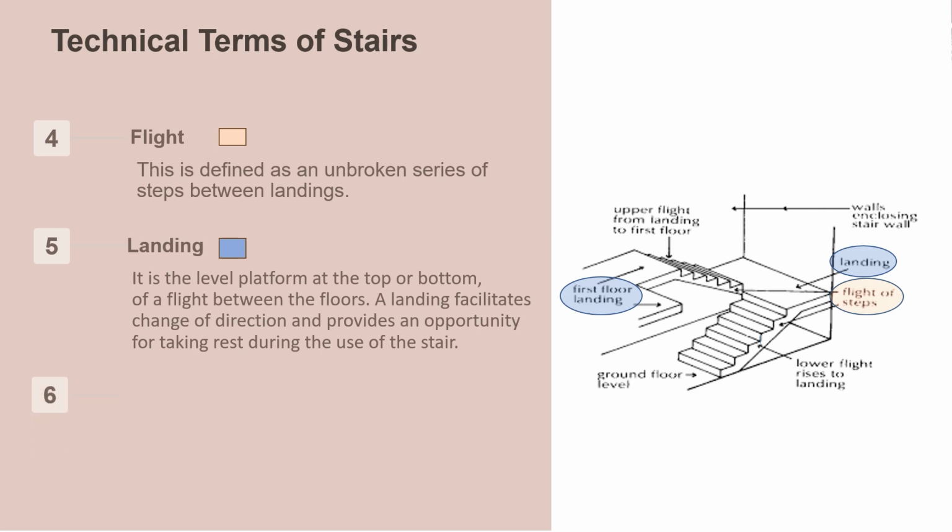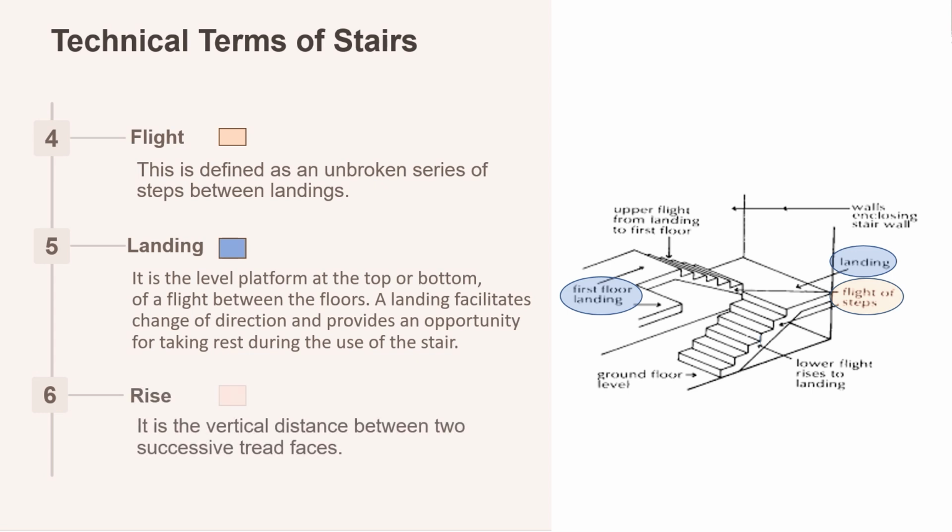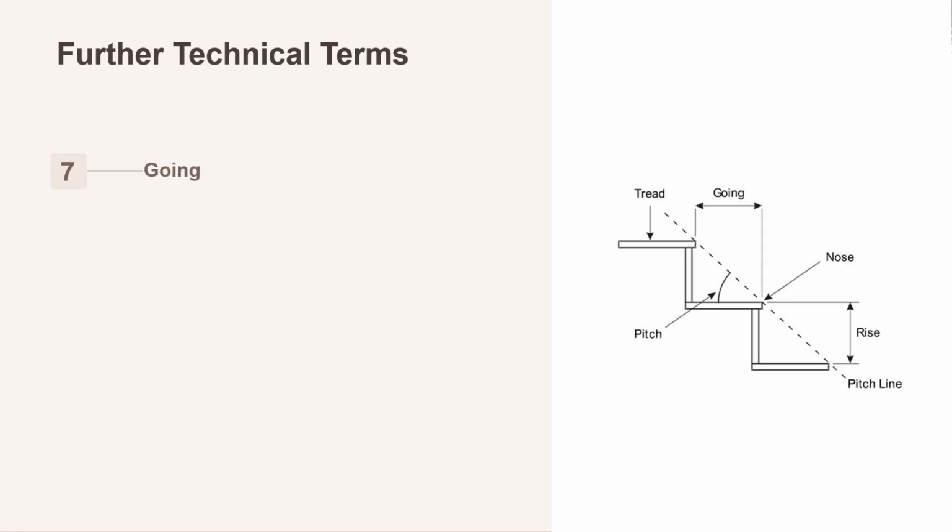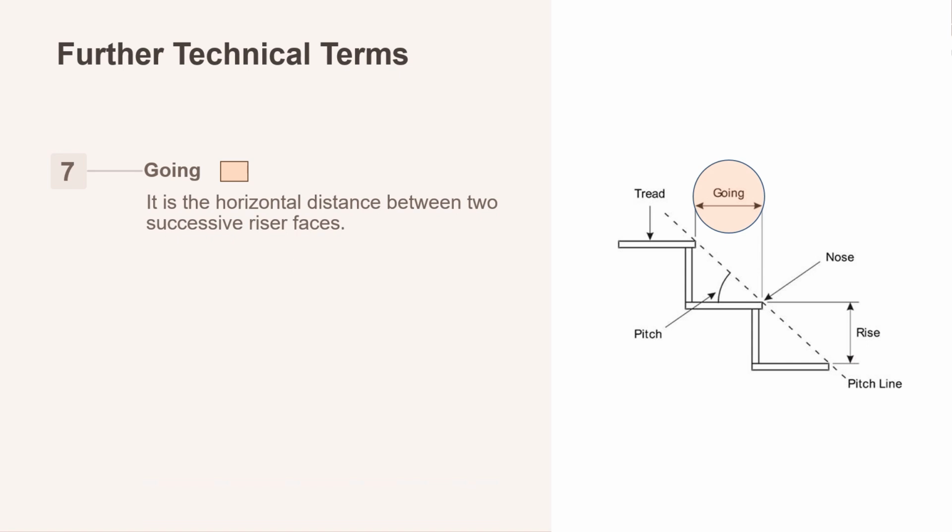Rise. This is the vertical distance between two successive treads. When you step from one tread to the next, the height you lift your foot is the rise. It is like climbing up a ladder, where each rung is a rise. Remember here, rise should not be confused with riser. That is the vertical part and this is the vertical length. Going. This is the horizontal distance between two successive risers. Imagine measuring the distance your foot moves forward from one step to the next on your stairs at home. That is the going. It is like the stride length in your walk.